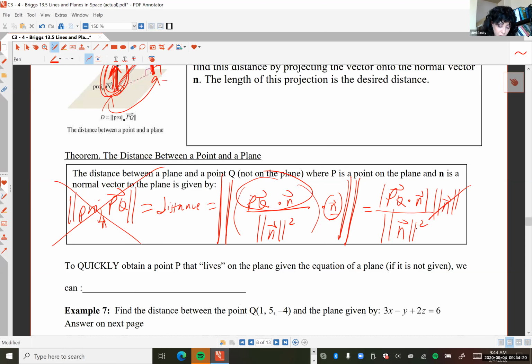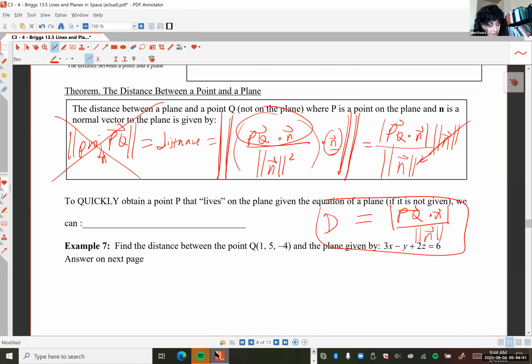And then after reducing this formula to lowest terms, you get the actual formula that I want you to use for the rest of the semester. And here it is. Your distance between a point and a plane is a dot product, absolute value, because you want it to be a positive number, divided by the magnitude of your normal vector.